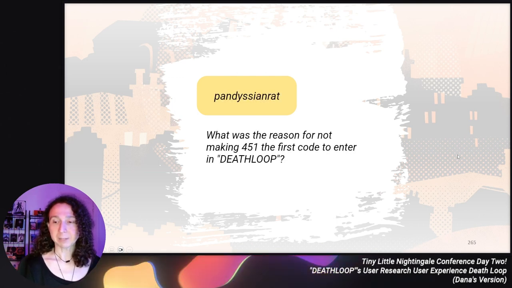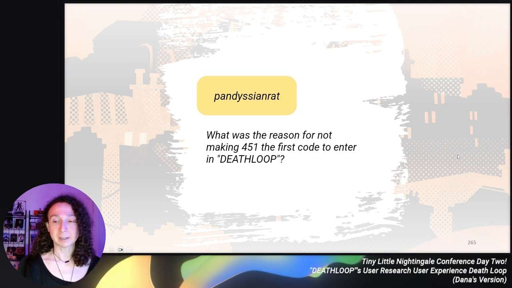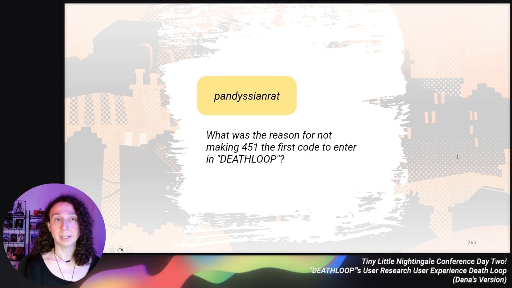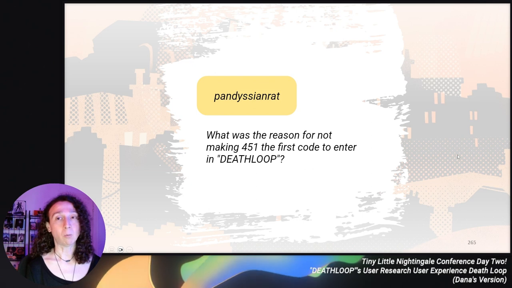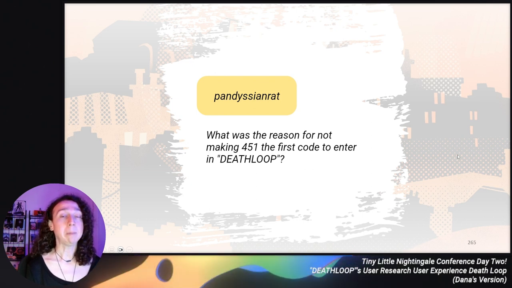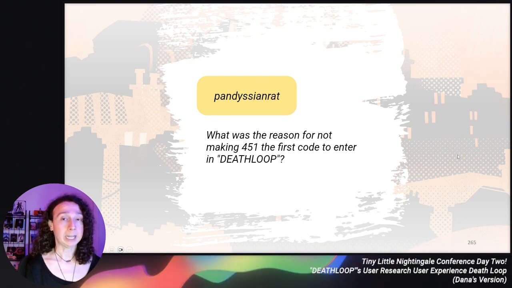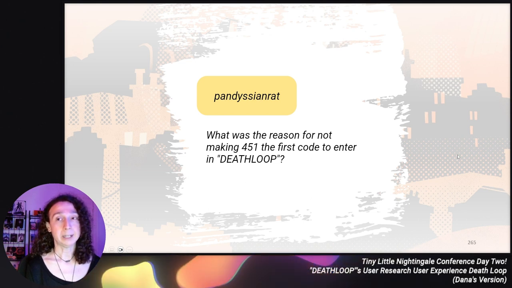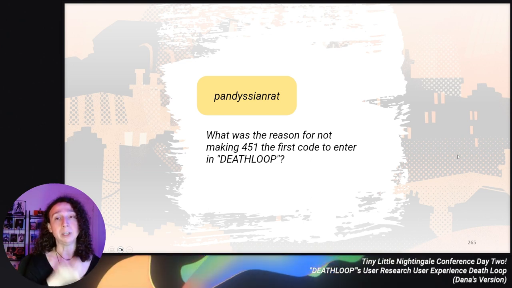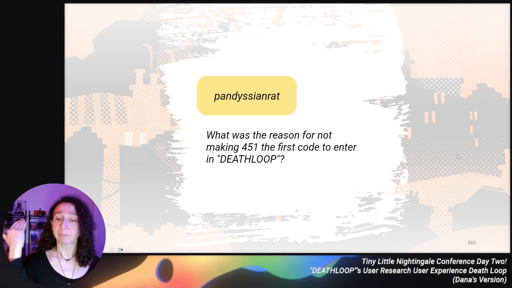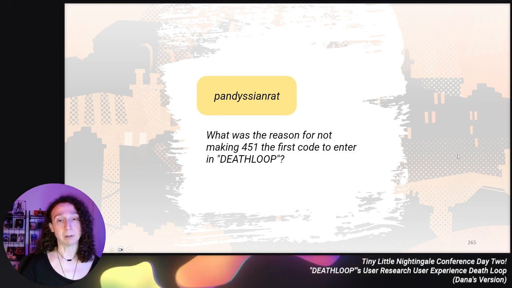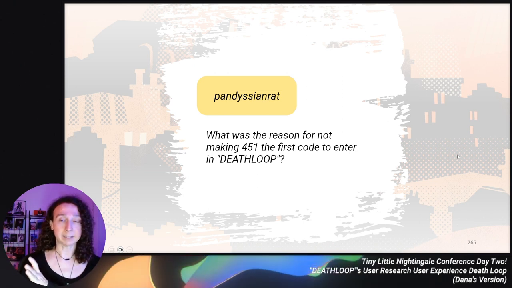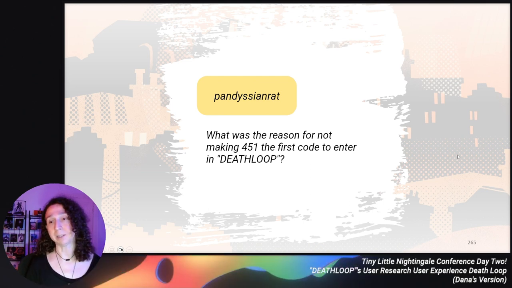Two reasons for not making 451 be the first code you enter in Deathloop. One is we wanted all the codes to be randomized for every player, because if they weren't, then the invaders would be able to use the codes. And that had to be true in the prologue as well, because it had to be the same code that you use on all the tunnels throughout the game. So if it was 451 and that was your tunnel code, all of your invaders would know your tunnel code, and you wouldn't have that safe space from invaders. So it had to be randomized.